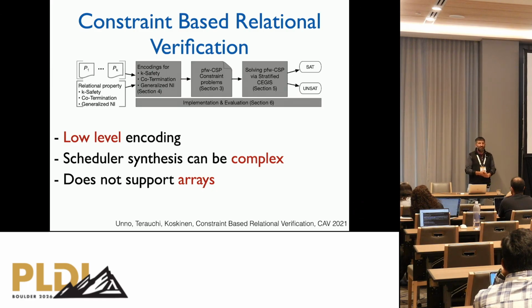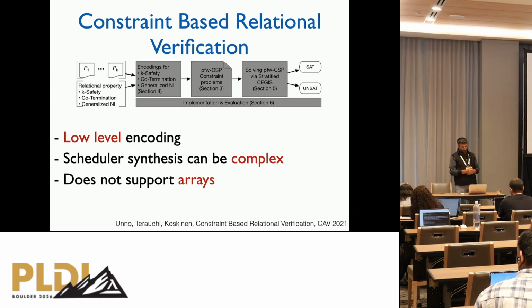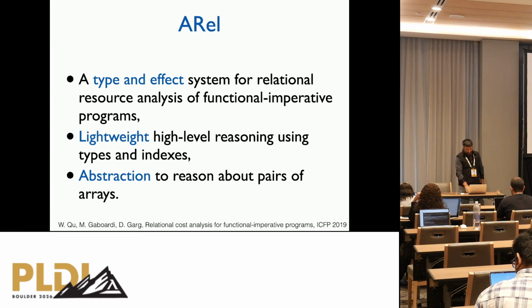Now, some downside of this approach is that the encoding we need to do is kind of low level. This is represented to extract the constraint satisfaction problem. Basically, we are working with label transition systems, so this is not really the high level I was talking about. The scheduler needs to be synthesized in the verification, and this can be quite complex, and also this method does not support arrays.